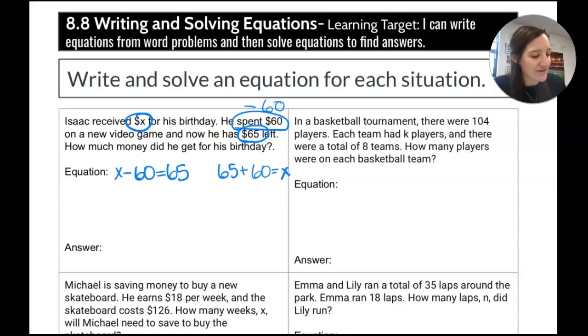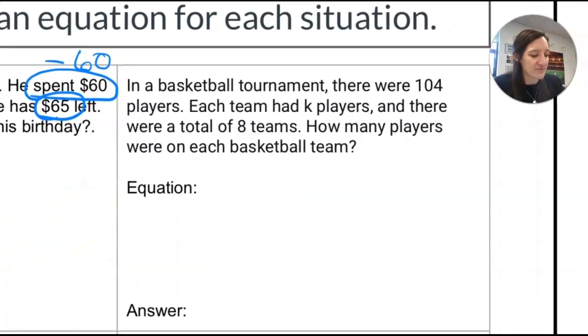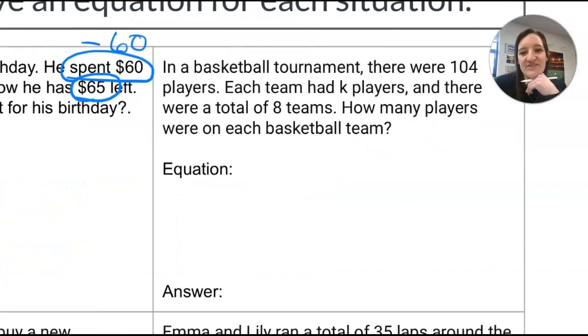We're going to stick with the algebraic equation that has the x in it, right? So now we want to figure out how much money he got for his birthday, correct? So let's isolate the variable by getting rid of the 60s right there and do the exact same thing on this side. That gives us x equals 125. So how much money did he get for his birthday? $125.